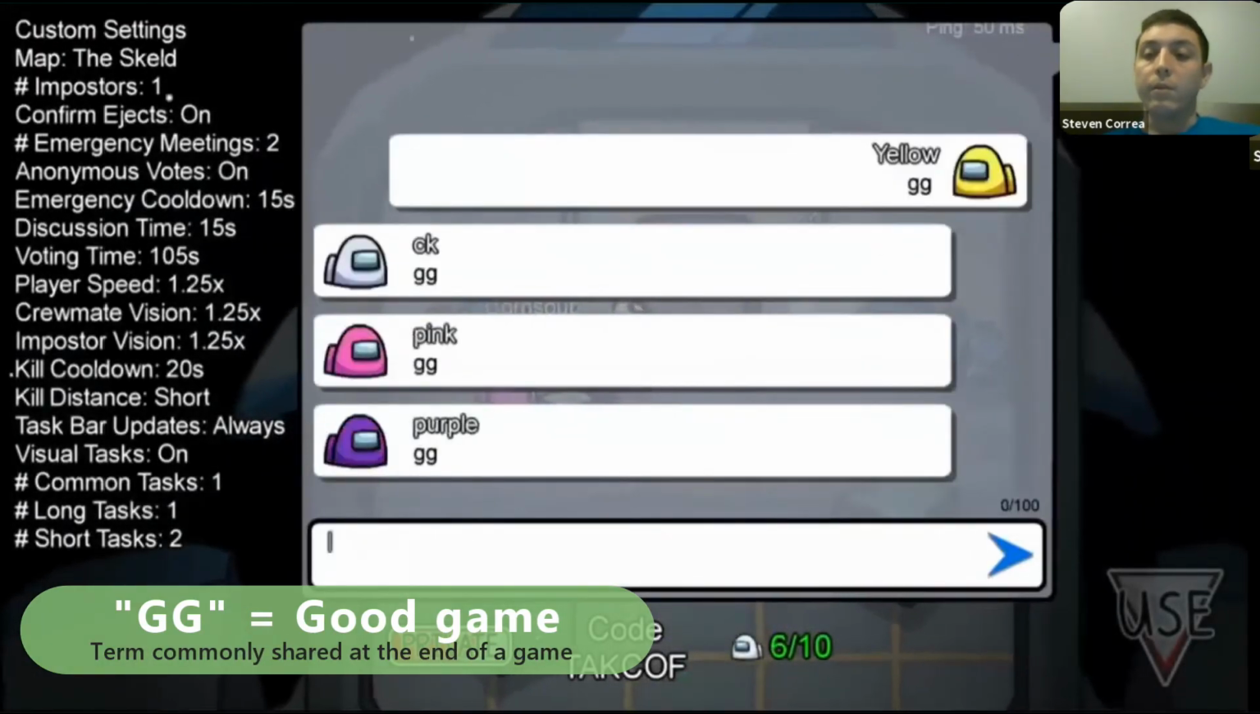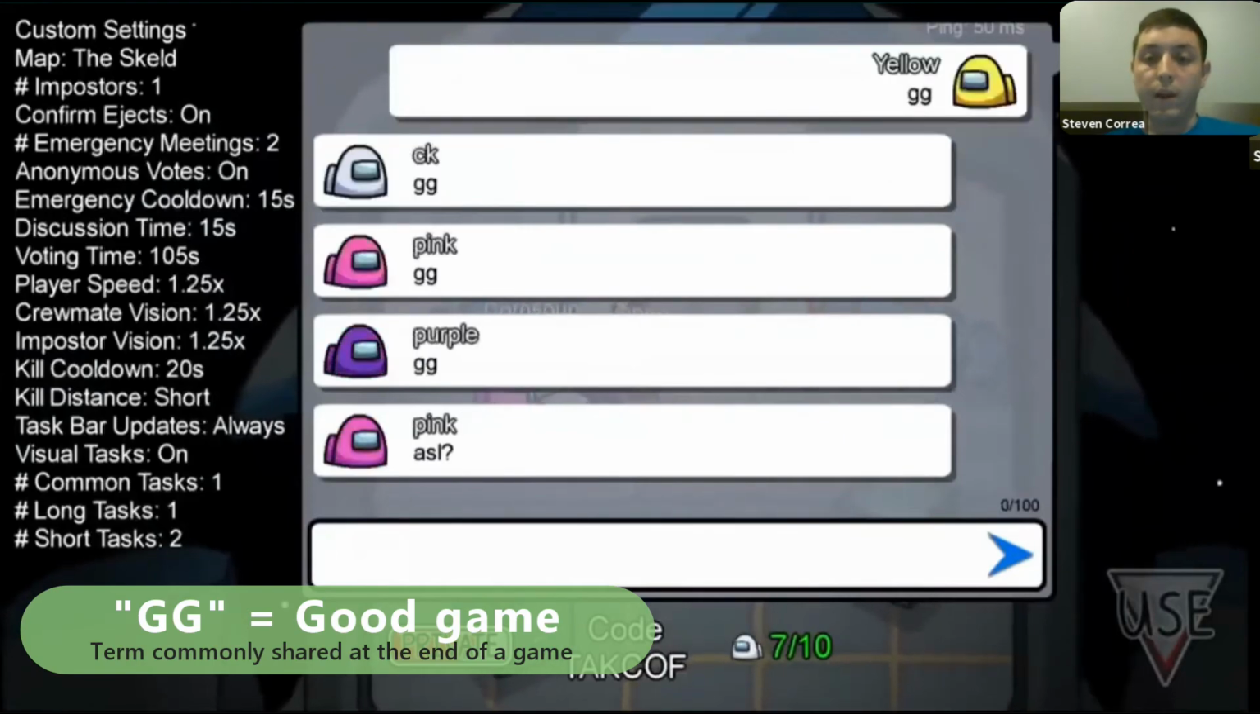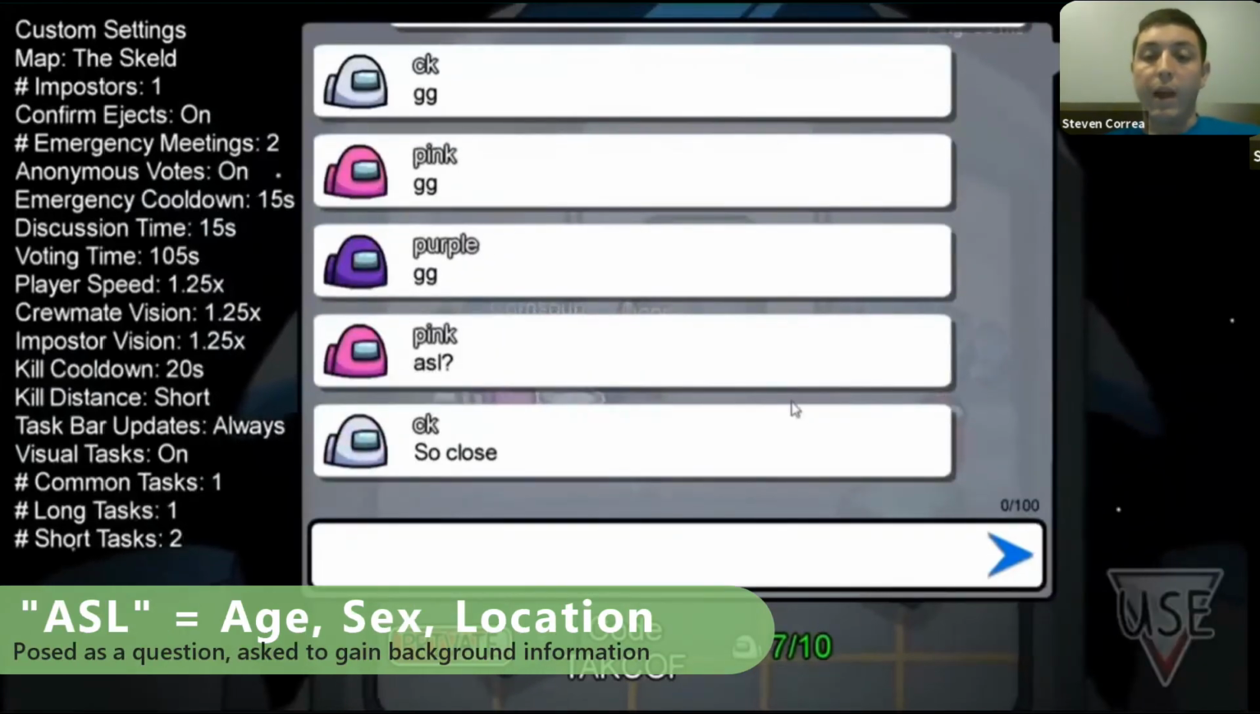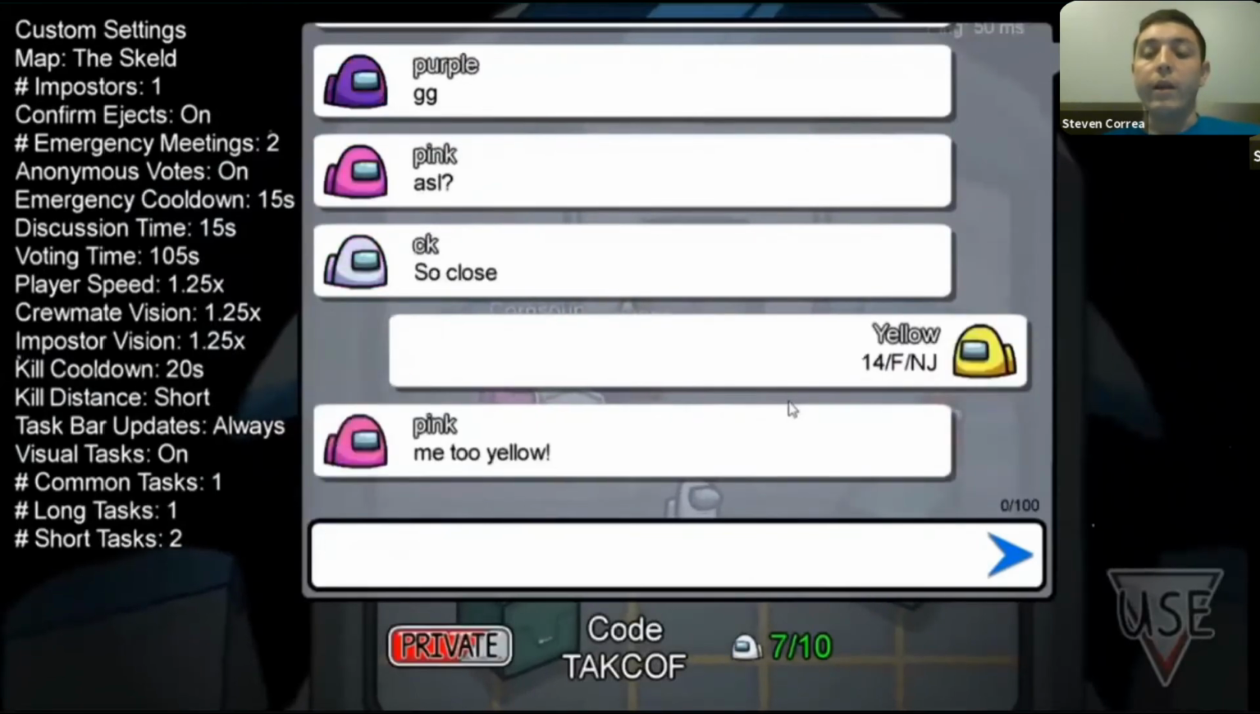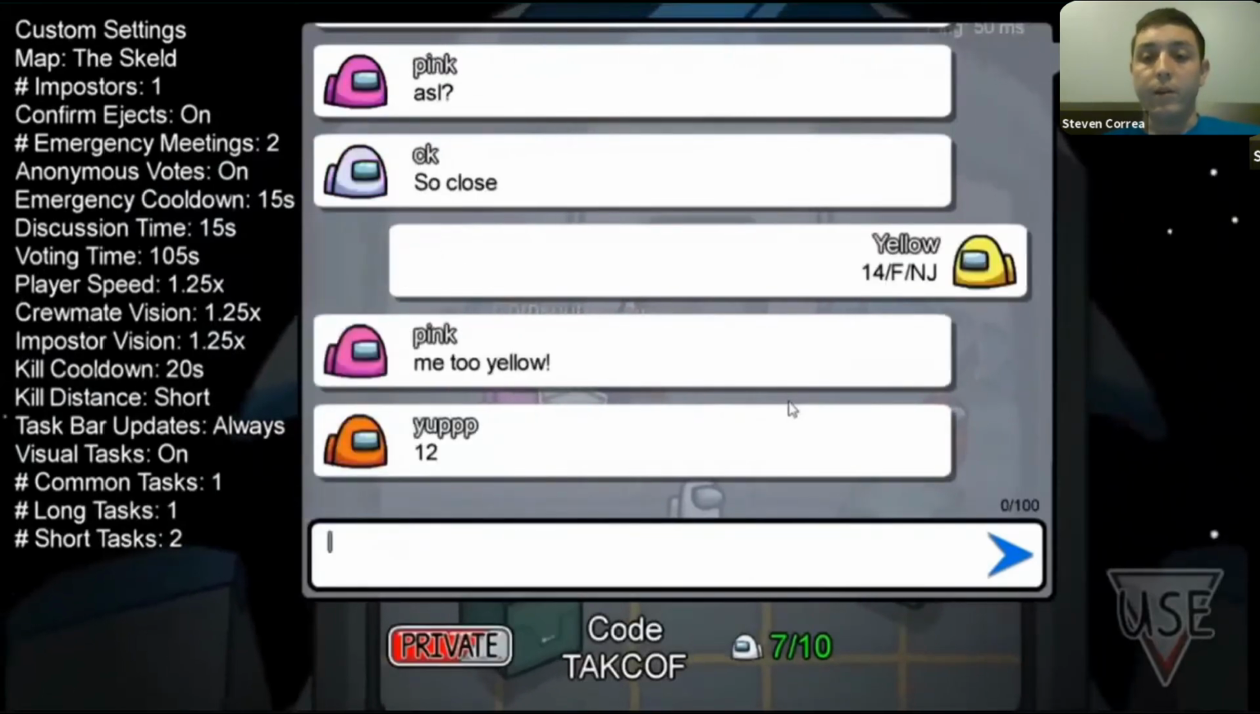So here we begin to see some of the terminology used in the game. GG stands for good game. ASL is age, sex, and location. These are things that the traffickers may want to start asking to start identifying what victim they're going to target.